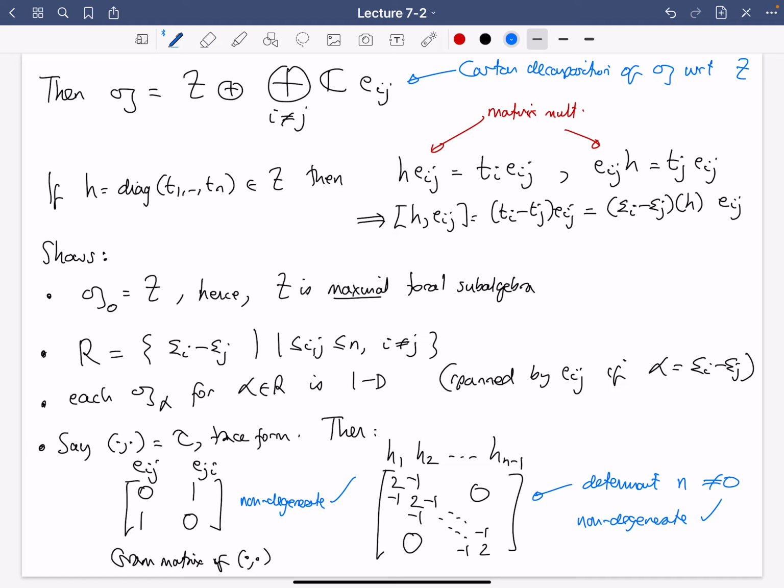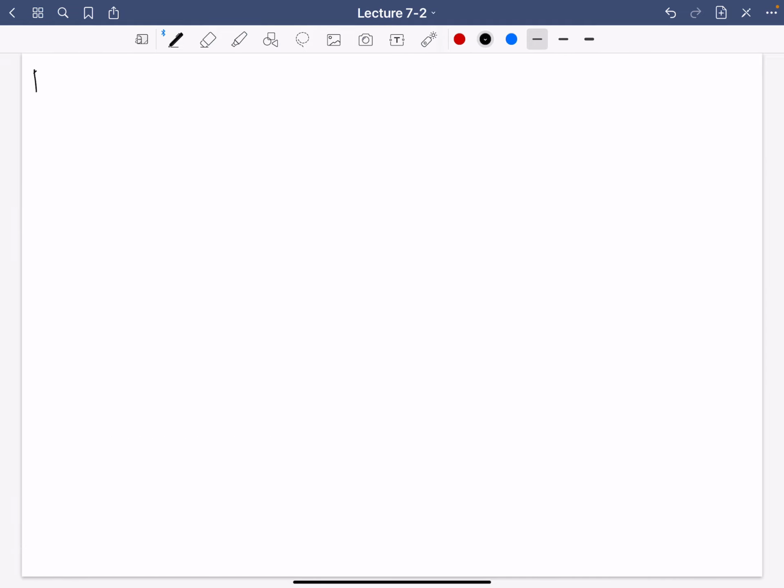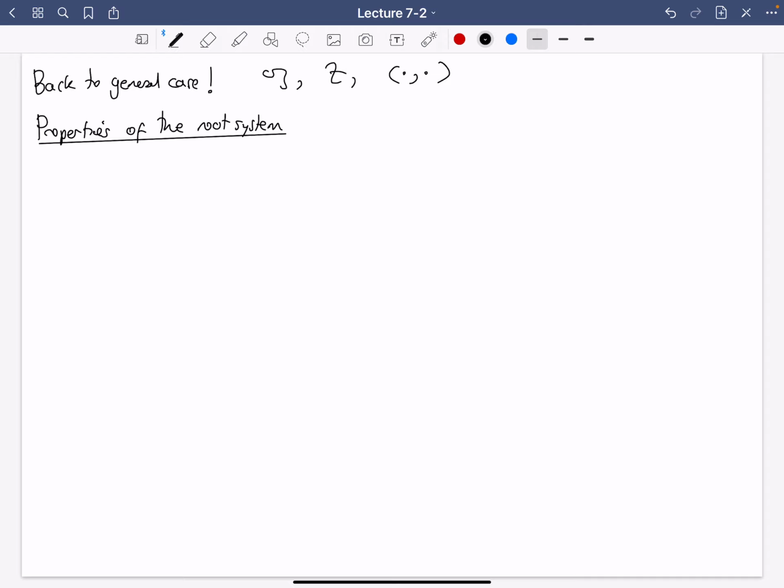So that's a very concrete example. As I'm going through the general theory, it'll be helpful to keep referring back to this SL_n example to see what everything is in this case. But now I want to go back to the general case. I want to develop properties of the root system for an abstract semisimple Lie algebra. So I'm going back to the general notation. I've got G fixed, I've got T fixed, and I've picked some invariant non-degenerate form, perhaps the killing form, but I don't want to insist on that.